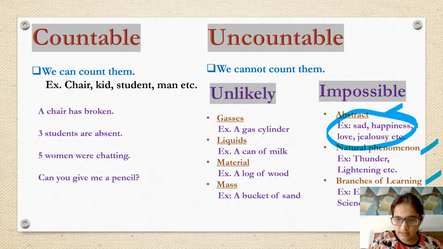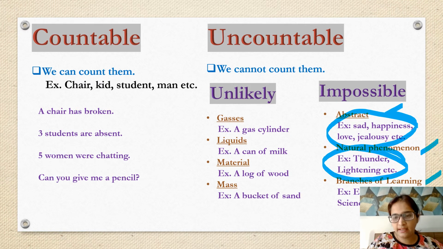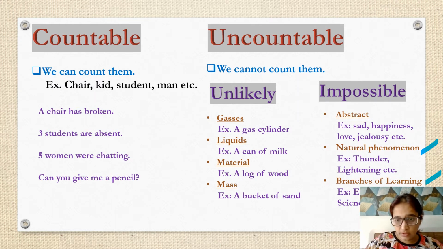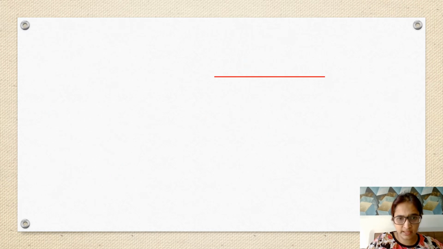Similarly, there is natural phenomenon like thunder, lightning, etc. Again, these are uncountable and you cannot measure them. Again, then there is branches of learning, English, math, science, social studies. All these are again, we cannot count them, neither can we give them a certain measure, and hence they fall under the category of impossible nouns. Let's go to the next one.